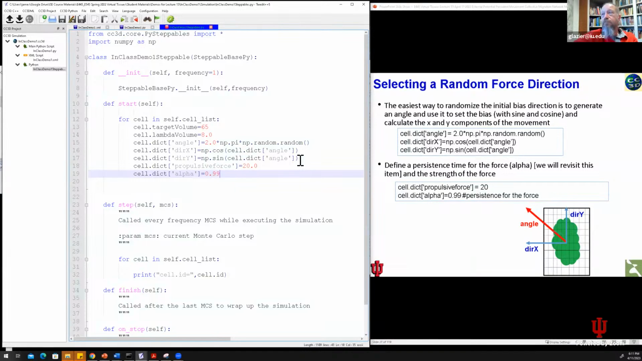Okay. And I'll wait for a minute to make sure everybody's caught up. So give me a thumbs up when you've got that. I'll point out that so far we haven't done anything except create some variables that belong to the cell. We haven't applied any force to the cell.